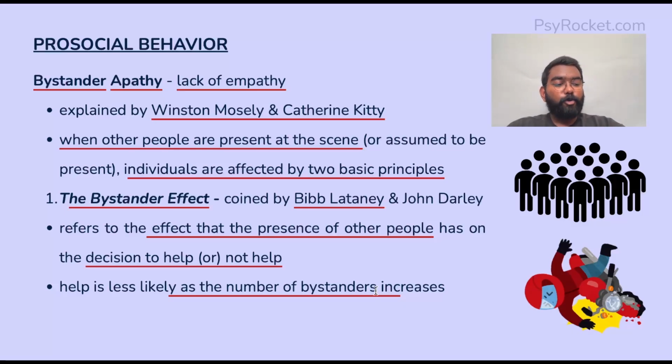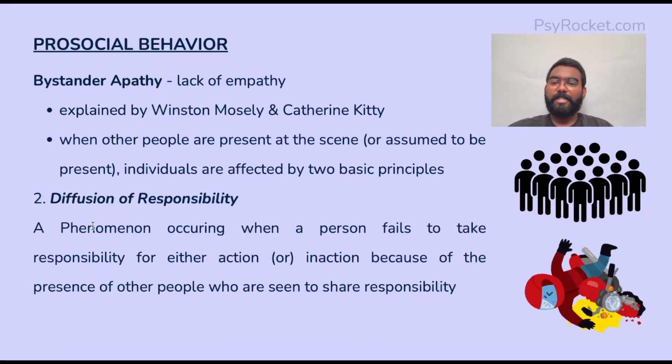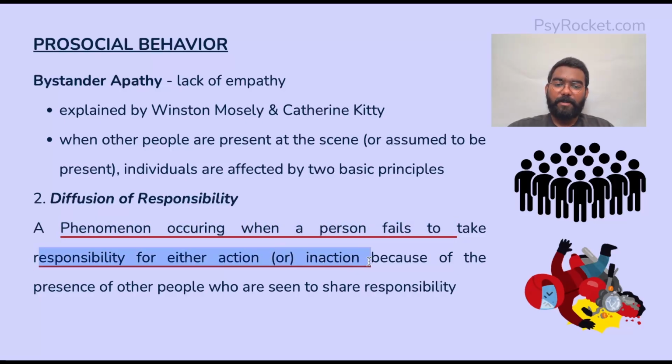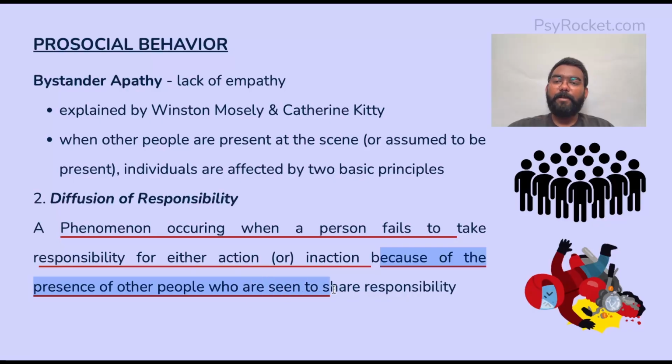Whereas if there is a group, say it is 12 o'clock in the afternoon, at a heavy crossroads junction or such, there will be many people around you. You think that someone will take that responsibility, which is nothing but diffusion of responsibility. It is a phenomenon occurring when a person fails to take responsibility for either action or inaction because of the presence of other people who are seen to share that responsibility. Because of these two, bystander apathy is caused, because of which an individual who needs help might not receive help.